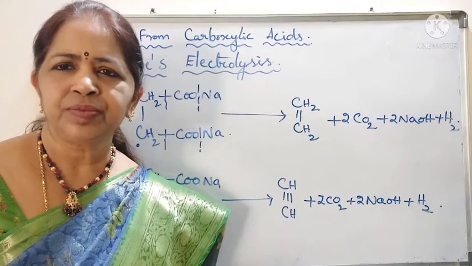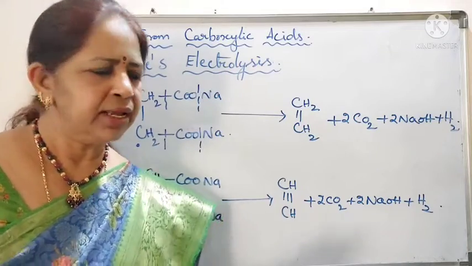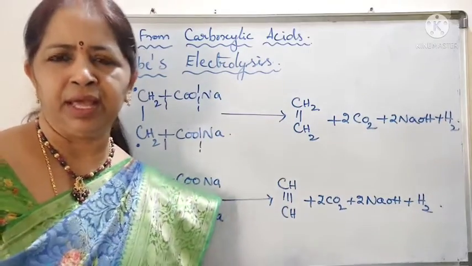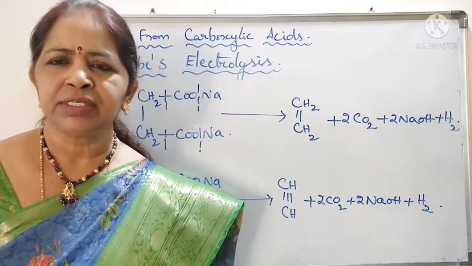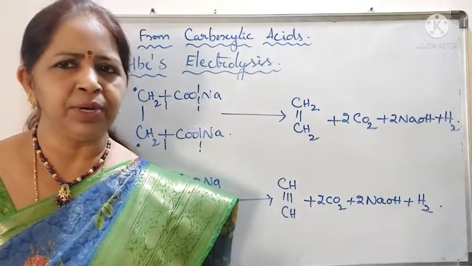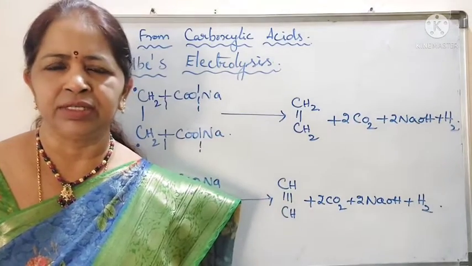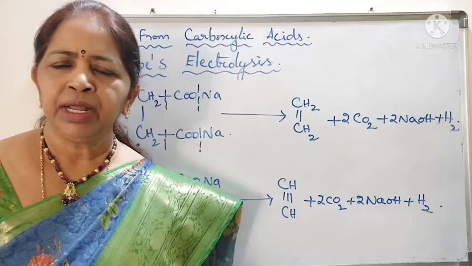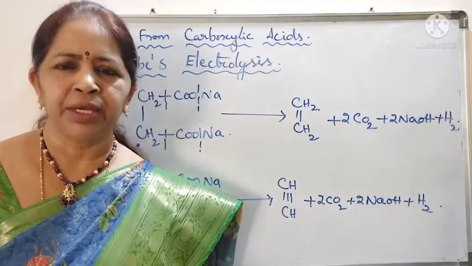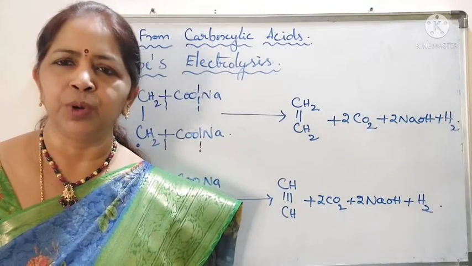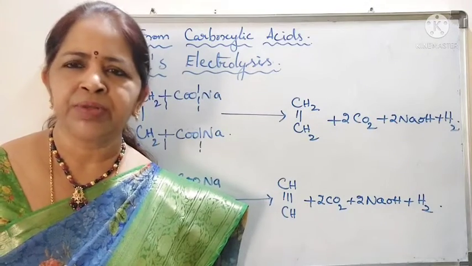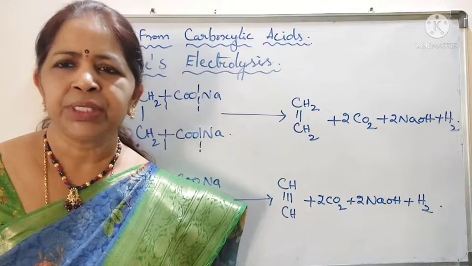Okay, students. In this, the intramolecular reaction is preferable over the intermolecular reaction. This I have discussed in the intramolecular Wurtz reaction. The same principle is applicable for Kolbe's electrolysis also. If an intramolecular and an intermolecular reaction are both possible, intramolecular bond formation is more preferable over intermolecular bond formation. Okay students, these are all the methods of preparation of alkanes.